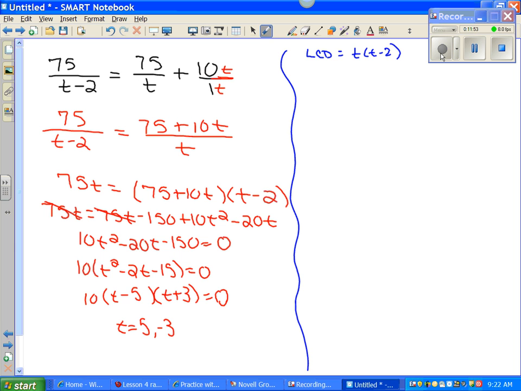Okay, so that would be your common denominator all the way across. So if you're going to do it this way, you need the common denominator for the entire equation, which is t times t minus 2. And then you multiply it through. So let me rewrite it so it's there. Okay, so we're going to multiply it through.